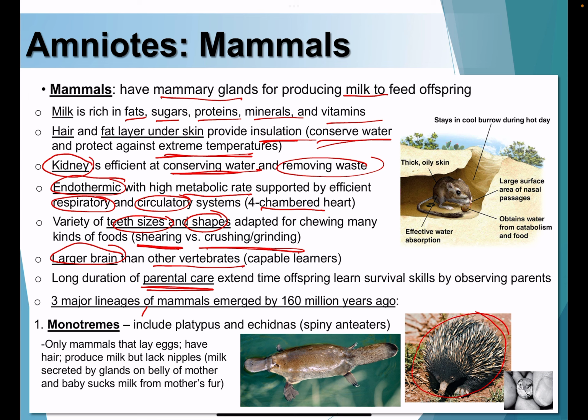On top of their bodies, they have hair. They still produce milk, but they don't have nipples. So when you don't have nipples, how the young feeds off the mom is that the mom's body has glands that secrete the milk on the surface of their belly. And then when the young comes towards it, they suck the milk, not from a nipple because there's no nipples. They suck it from the mother's fur.